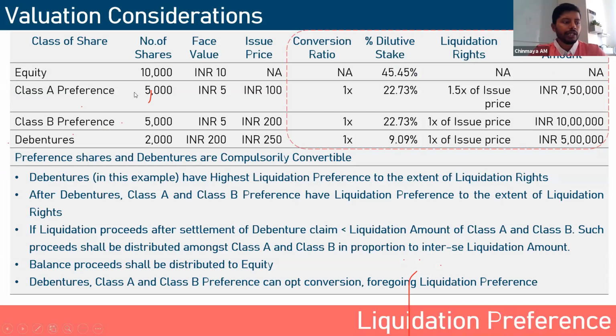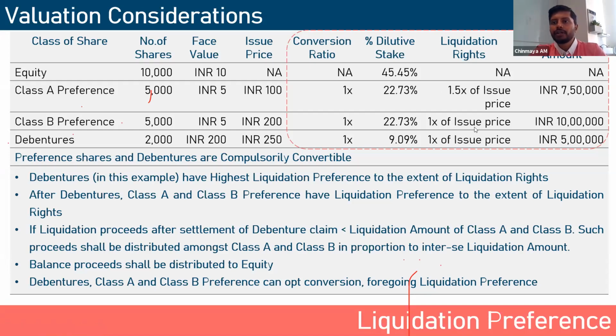Equity shares 10,000, face value and everything. So the dilutive stake will come in this column later. Class A is 5,000 shares. Class B is 5,000 shares. And debentures 2,000 numbers, 200 rupees face value. And the issue price is 250. Issue price is also very relevant here. Class A is 100, Class B is 200, debenture is 250 as the issue price. Conversion ratio for all is 1:1. And then the liquidation right is 1.5x of issue price for Class A. For Class B and debenture, it is 1x.